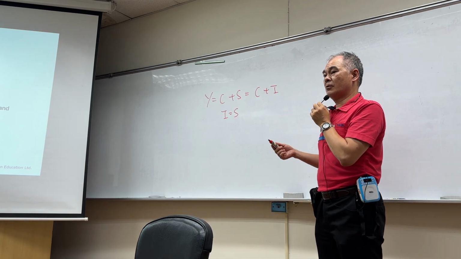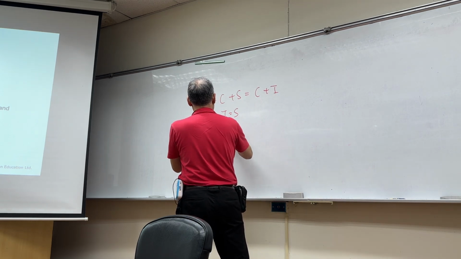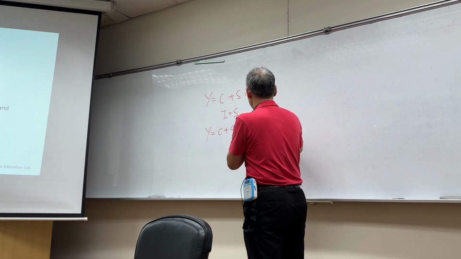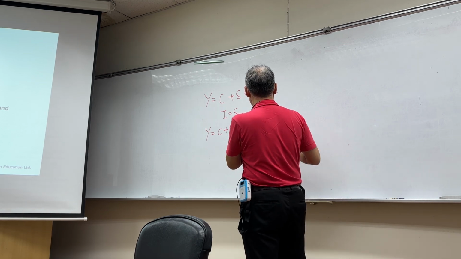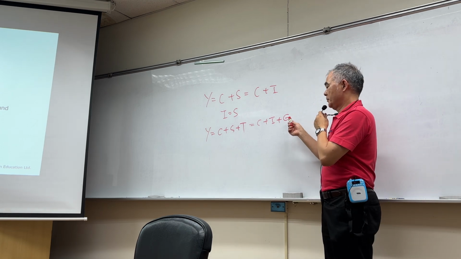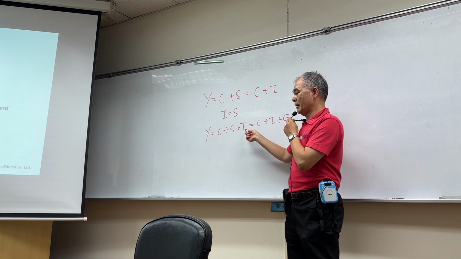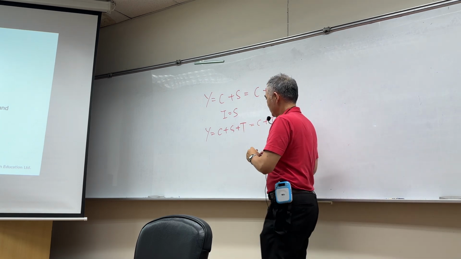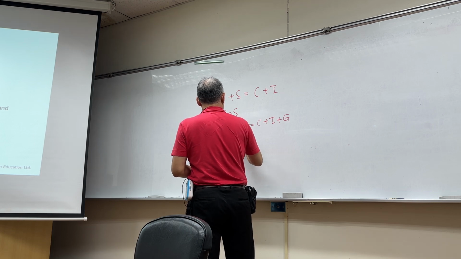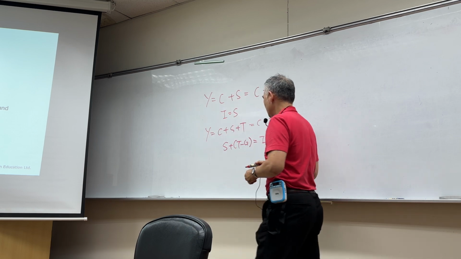And then we have several variations. So we add, okay, C plus S plus T, we add government, right? So then you have C plus I plus G, okay? With government, you have government expenditure, and with government, you also have taxation. So then we say S plus T minus G is equal to I, right?